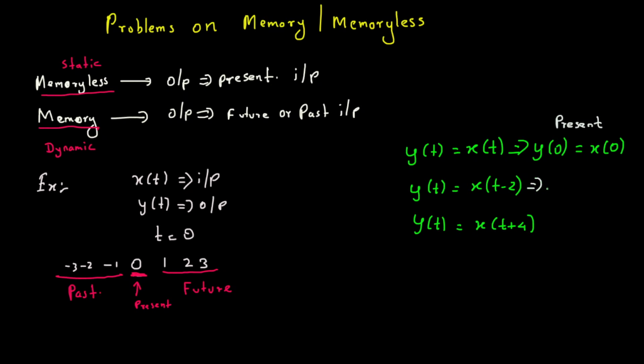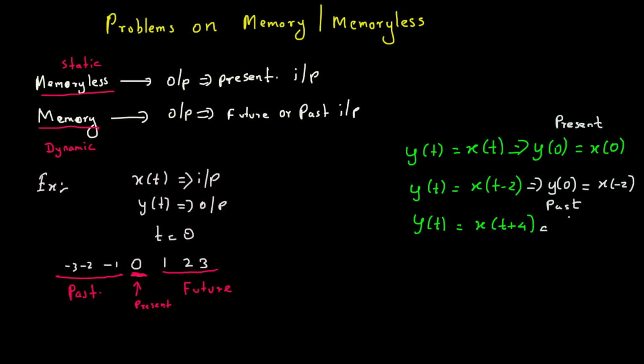If you look at the second one and substitute 0 for t, y of 0 gives us x of 0 minus 2, x of minus 2. So the output of the system depends on the past input. Negative means past. So that is a memory system, because the output of the system depends on the future or past input. In this case it is a past because it has a negative.